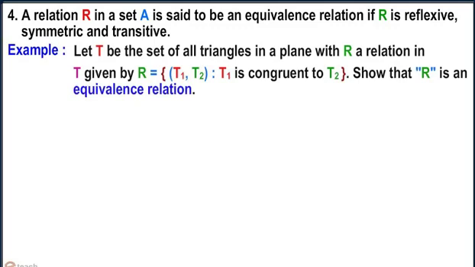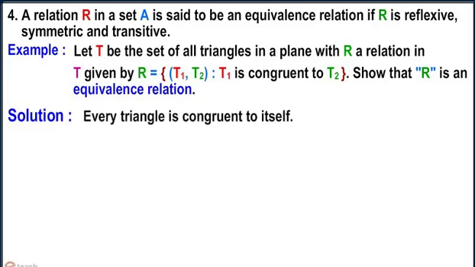Let T be the set of all triangles in a plane with R a relation in T given by R equals the set of all ordered pairs (T1, T2) such that T1 is congruent to T2. Show that R is an equivalence relation. Let us have the solution.